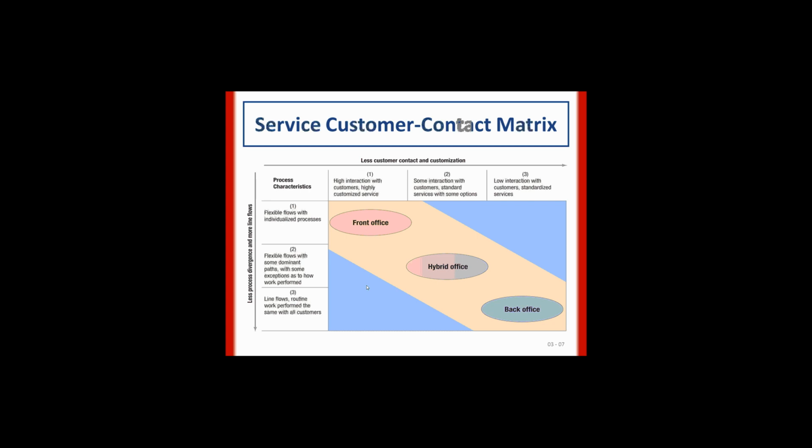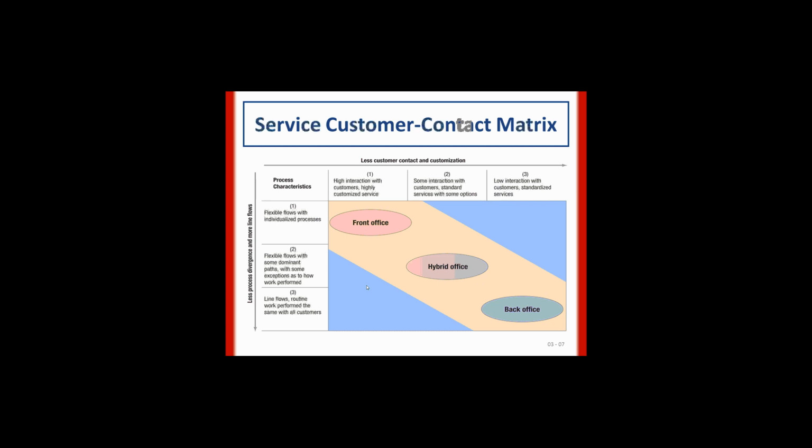This picture shows you there are three categorical sections, or groups, of service organizations. The first group of service organizations we call front office. A front office organization is a type of organization that has flexible flow of processes, and the process is highly customized.